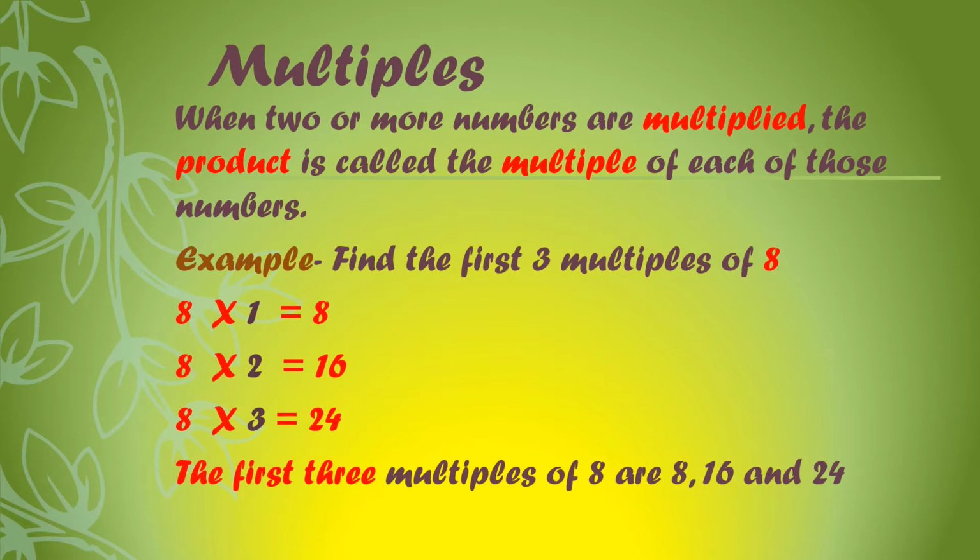For example, the first three multiples of 8. 8 multiplied by 1 equals 8. 8 multiplied by 2 equals 16. 8 multiplied by 3 equals 24. So, the first three multiples of 8 are 8, 16 and 24. Okay?